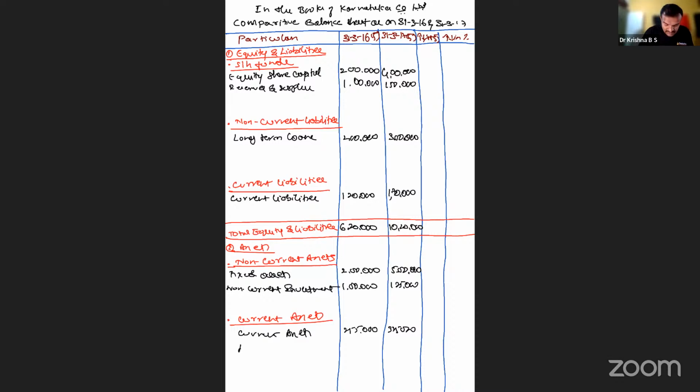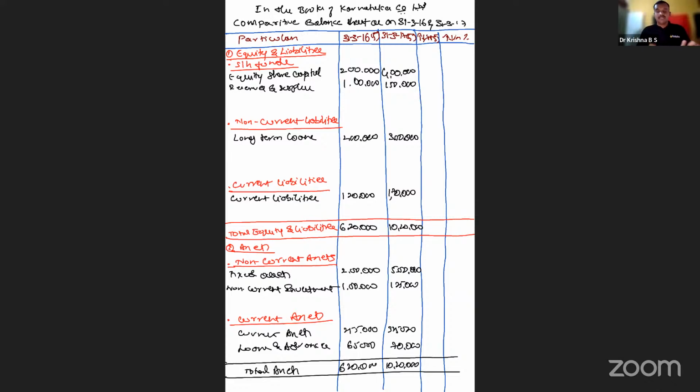Loans and advances come under the current assets. 65,000, 70,000. Again, the total assets, 6,20,000, 10,20,000. See, data entry madidini. I have done only the data entry. Nothing more, nothing rocket science I have done here. Okay. Now let us get into the analysis.